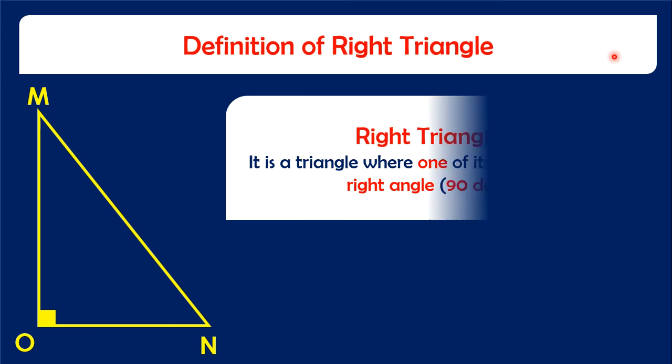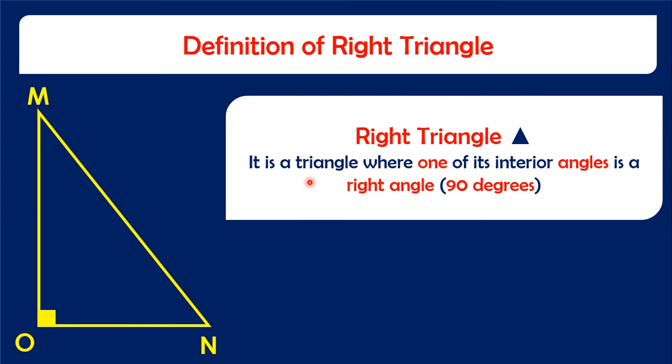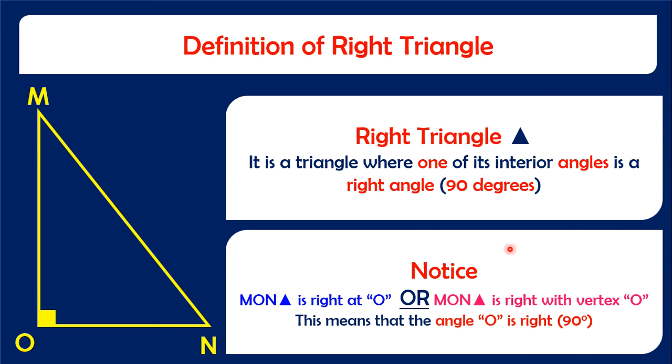Definition of right triangle. A right triangle is a triangle where one of its interior angles is a right angle, 90 degrees. Notice this triangle. This triangle is right. Why? Because it has a 90-degree angle among its interior angles. Notice, MON triangle is right at O, or MON triangle is right with vertex O. This means that the angle O is right.